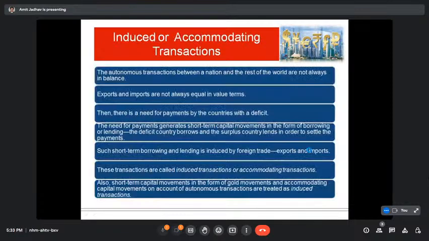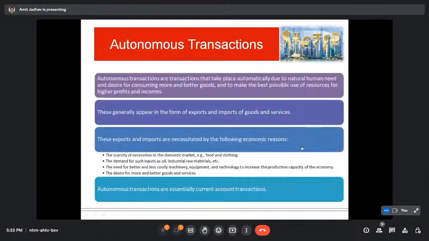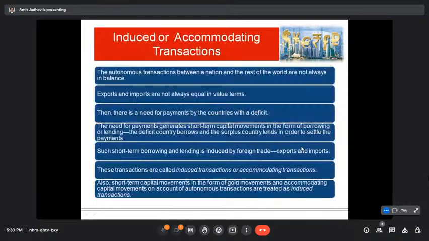Okay, so next, we move to the next slide: the induced or accommodating transaction. Accommodating transactions between a nation and the rest of the world are not always in balance. Export and import are not always equal in value. When we value the export as well as the import, these are not equal.